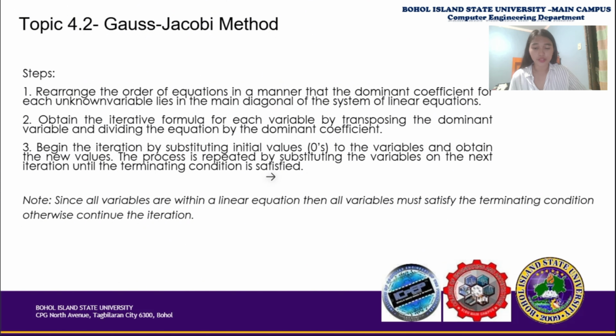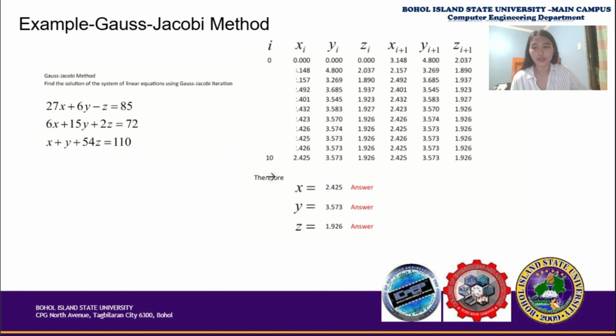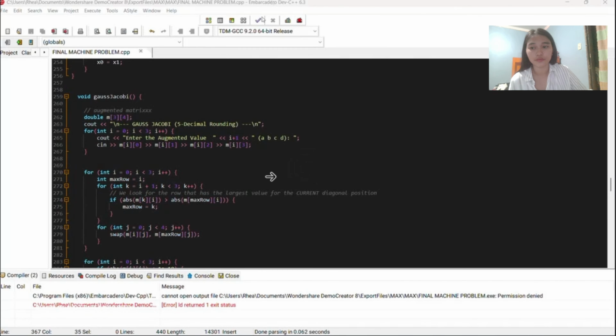Since all variables are within a linear equation, all variables must satisfy the terminating condition. Otherwise, continue the iteration. Okay, as you can see, this is the example for our Gauss-Jacobi method. And let's try to find this answer using the code and let's watch the video.